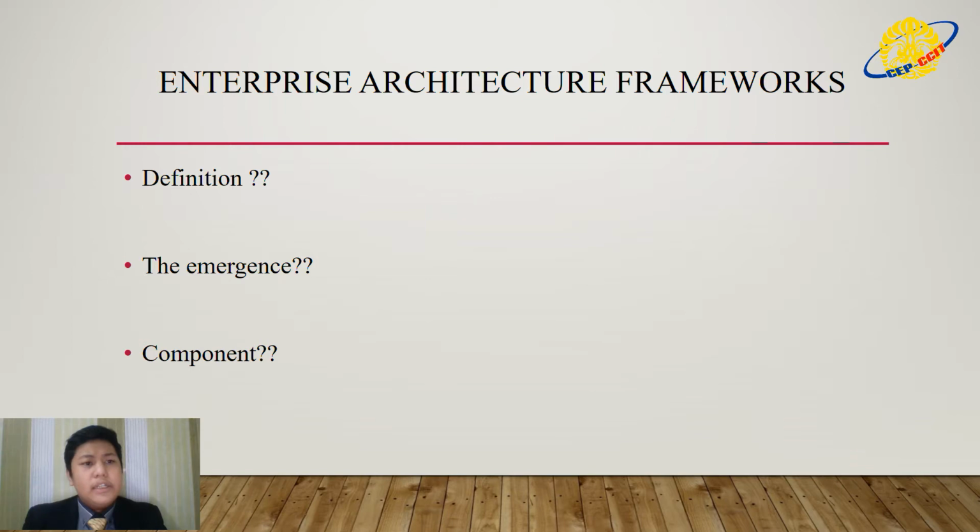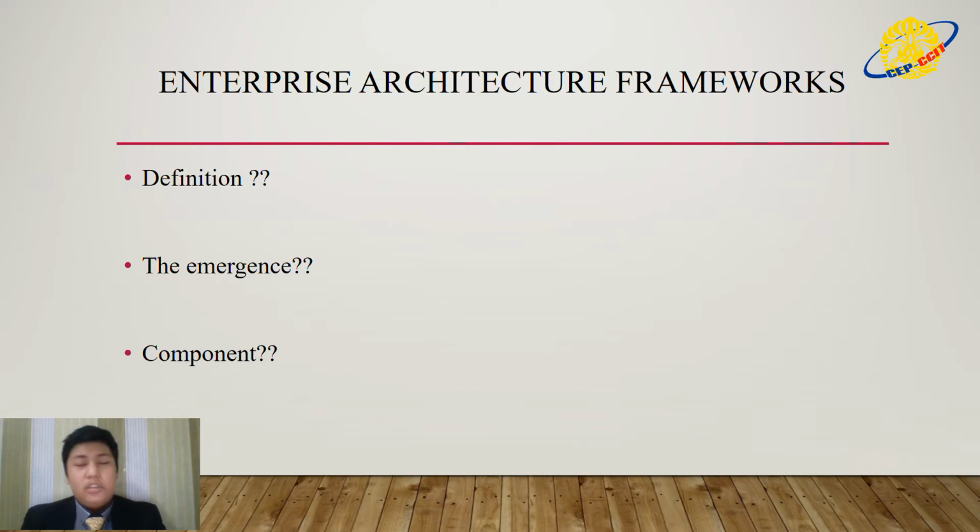And then the emergence of EA began with two things. The first one is a complex system, where the organization has to pay a lot of money to design or develop a system that it owns. The second is the business alignment with technology, where many organizations are experiencing difficulty in aligning business needs with technology.